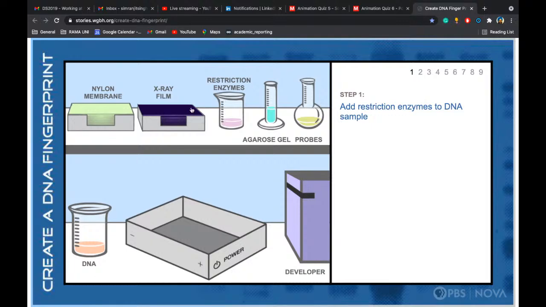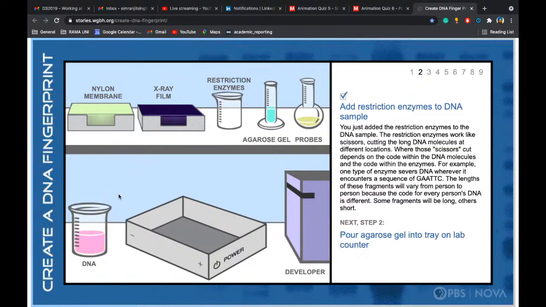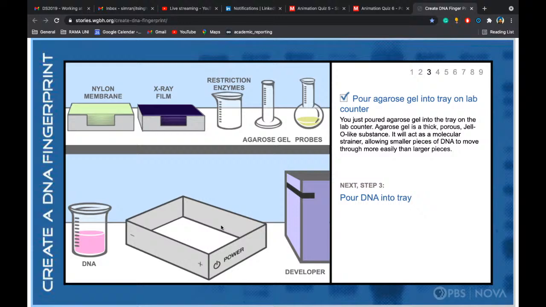So in this, first we add restriction enzymes to our DNA samples. Then we pour agarose gel into the lab counter. This is agarose gel, we pour it here. Now we will pour DNA into the tray.